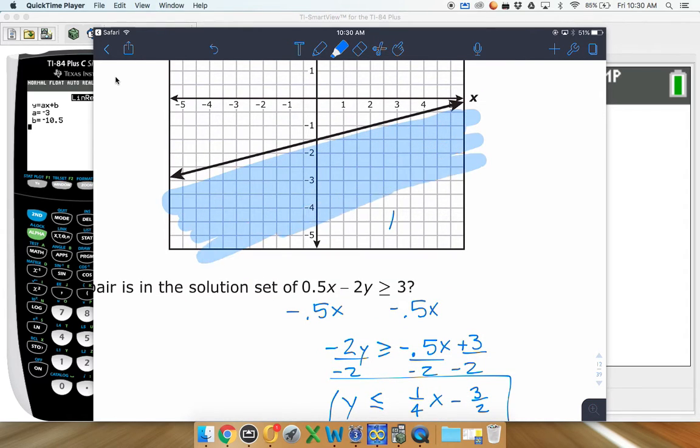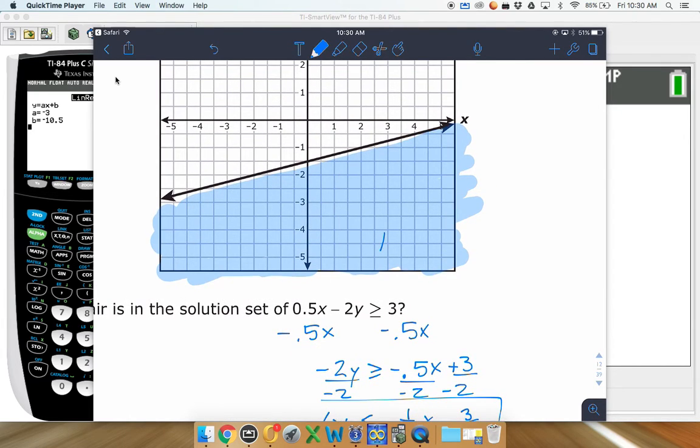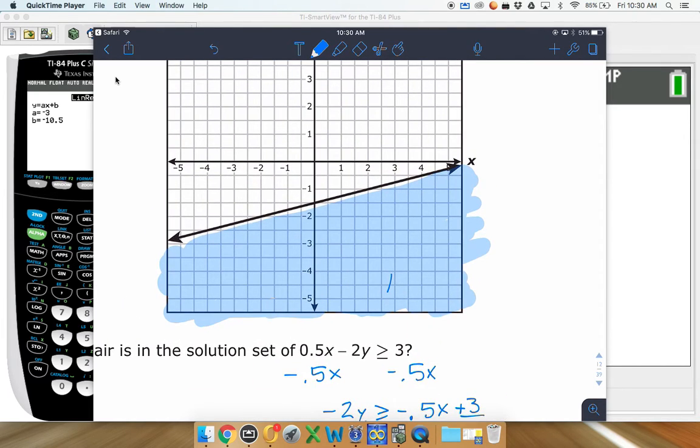Okay. So anything in this shaded region will be a solution. Now, there's also another criteria for solutions here. You got to think about this. You also have the dotted lines, or dashed lines if you want to call it that, or solid lines. This line is a solid line, so that means points on the actual line itself are solutions as well.